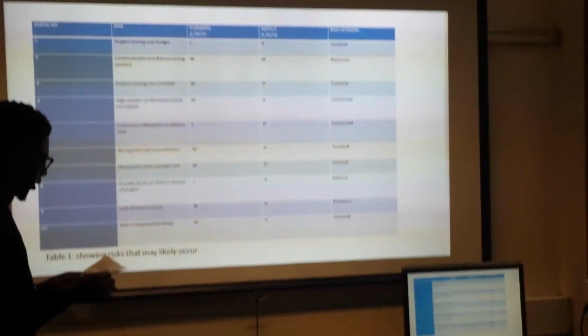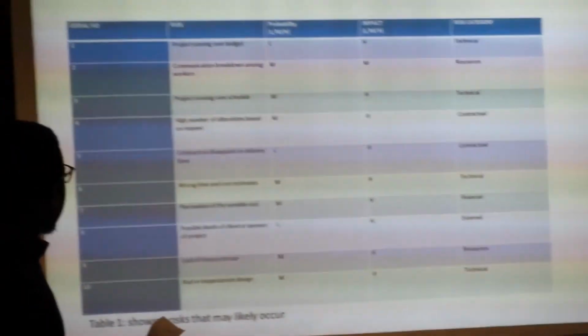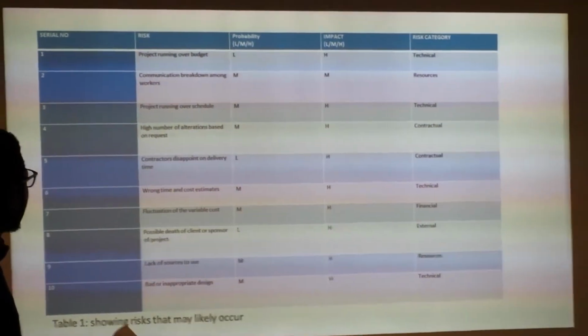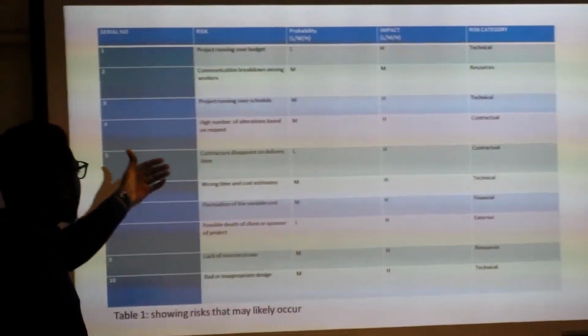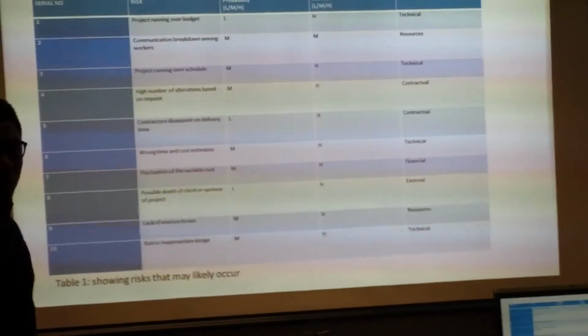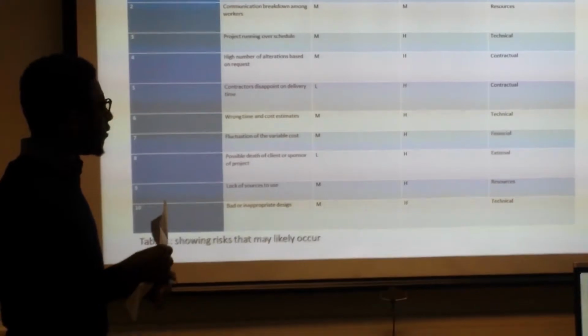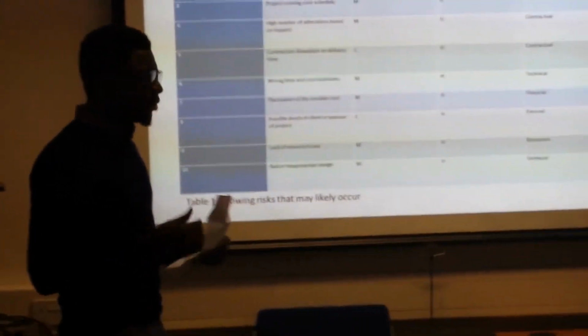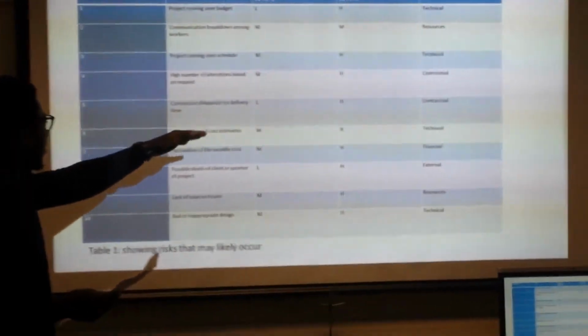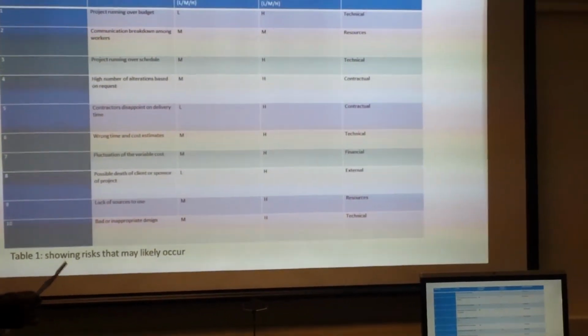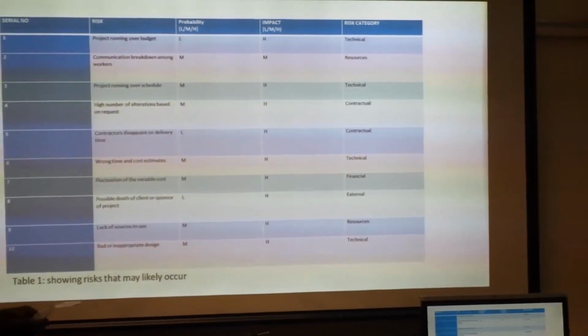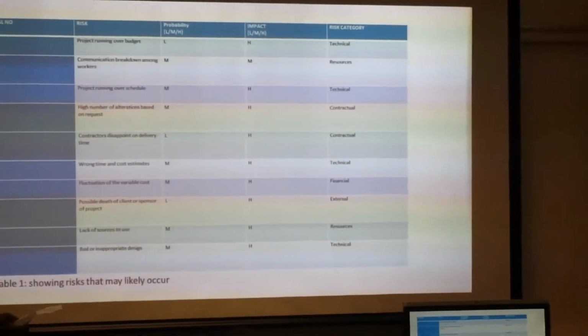Next, I'll move to the high number of alterations based on request. Usually, this alteration is based on the client's request. Based on the client's request, if there's a mistake, we can go back and alter it and things like that. As you can see, the probability of this happening is medium, but the impact is very high on the project. Next, I'll move to contractors' disappointment on delivery time.